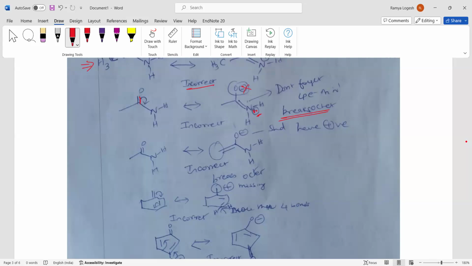Look at the next, third one. Again, they say the oxygen is shifting its bond towards this side and oxygen is giving a double bond over here, and oxygen is shown negative. Is it possible? Again, it is incorrect, isn't it? It should have a positive charge.